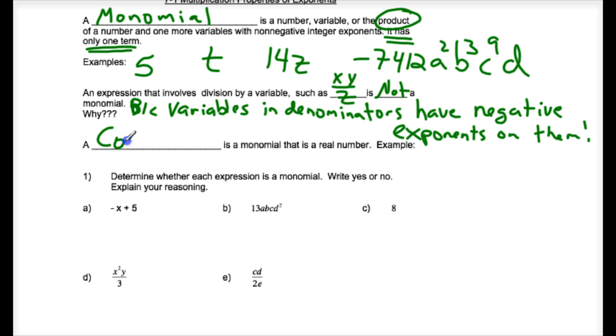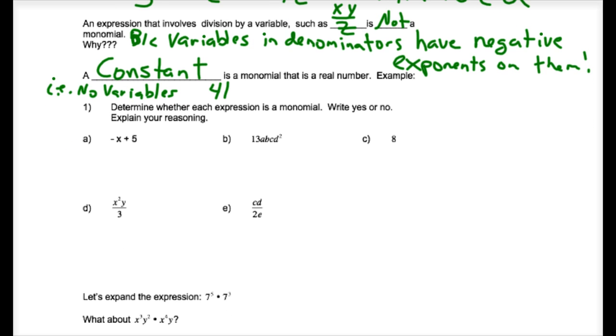A constant is a monomial that is a real number, that is, no variables. Give me a constant between 40 and 50. 41. That's a constant. They call it a constant because it is constantly 41. It's the opposite of a variable. Variables vary from problem to problem. 41 is 41 all the time. So any number is a constant, as long as it doesn't have a variable with it.